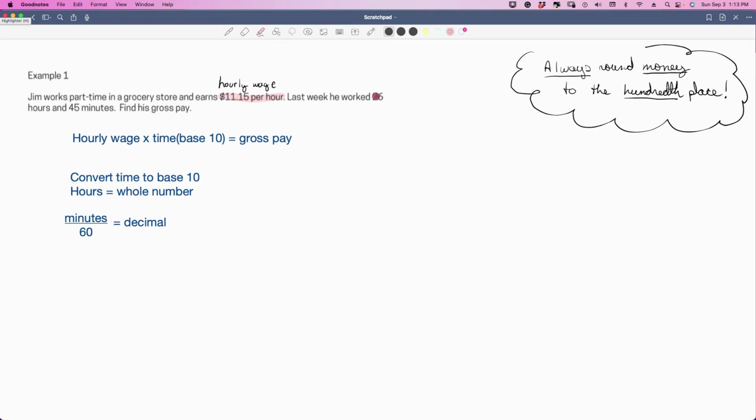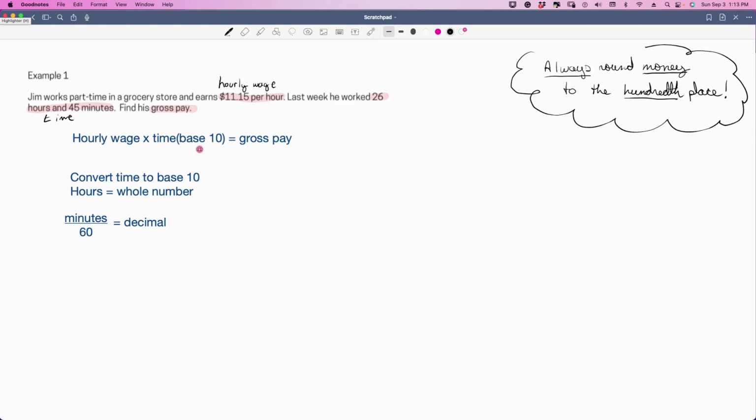Last week, he worked 26 hours and 45 minutes. So this is his time. That is the time worked. So we need to find his gross pay. So here's the calculation for finding gross pay. You take the hourly wage times the time, but it needs to be in base 10.